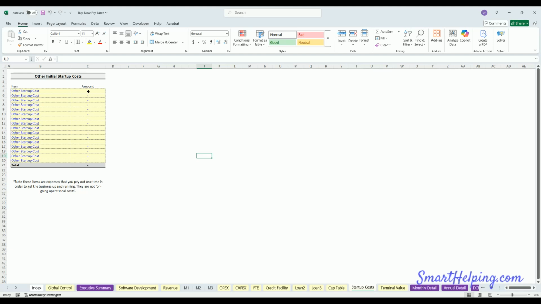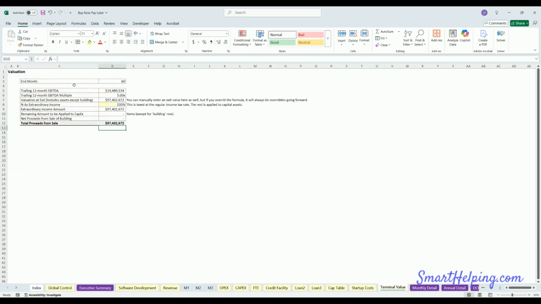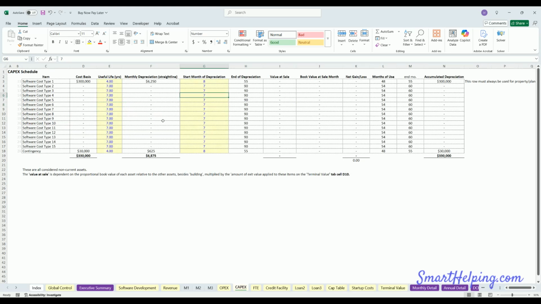Startup costs, just some other one-time initial costs that you want to account for that you haven't accounted for anywhere else. Those will hit in period 0 and affect your cash requirement. Terminal value is just a summary of your multiple, the 12-month trailing EBITDA, what the value is. Usually I just keep this at 100%, but you can put it lower and apply some of this to your CapEx items, and there'll be your capital gains taxes applied accordingly if there's a gain there.